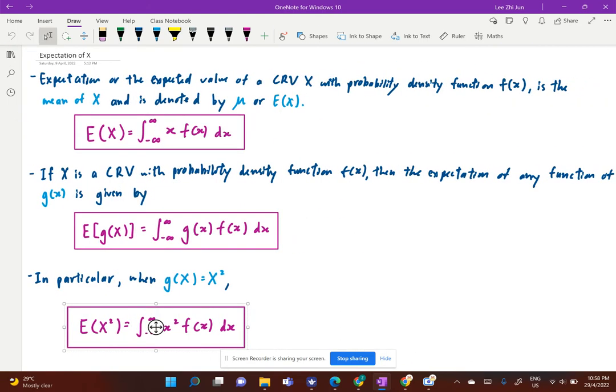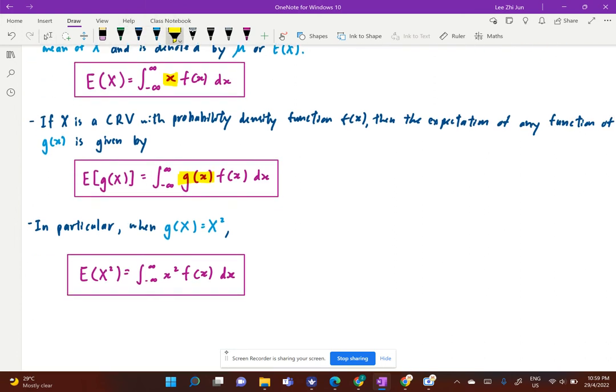The last topic is the expectation of X and variance. The expectation or expected value of a continuous random variable with probability density function is the mean of X, denoted by E(X). It is the same, but you multiply by x inside the integration. If X is a CRV with probability density function, then the expectation of any function g(x) is given by multiplying by g(x) inside. In particular, when g(x) = x squared and you want to find E(X squared), you multiply by x squared inside the integration.